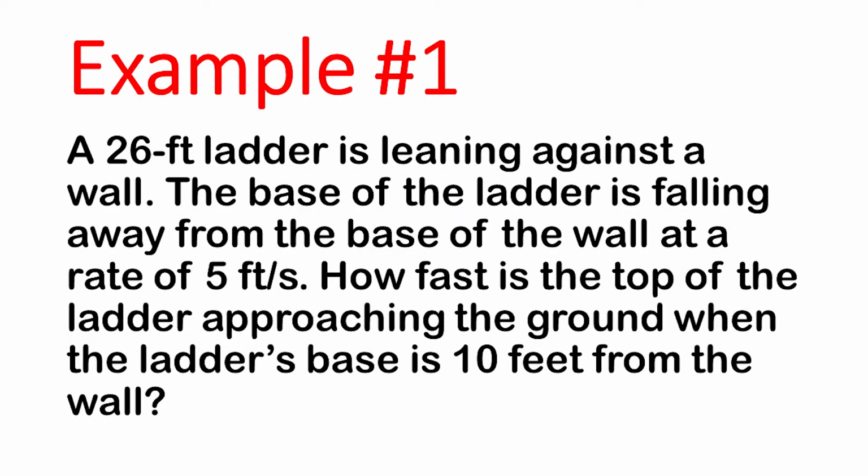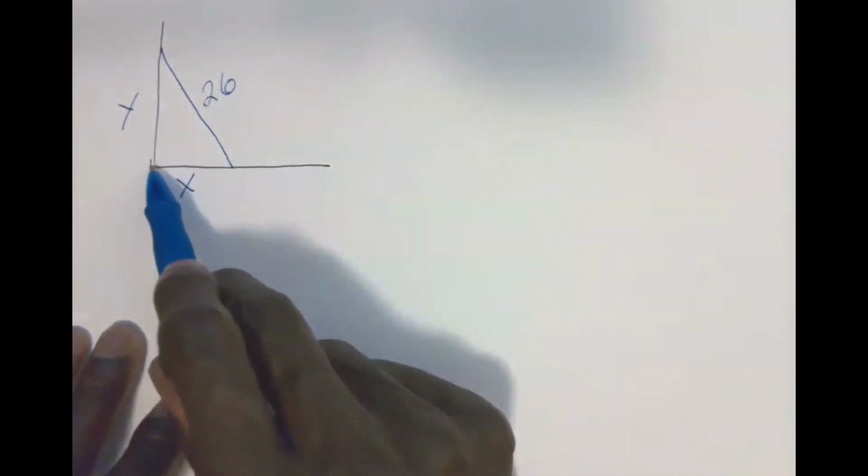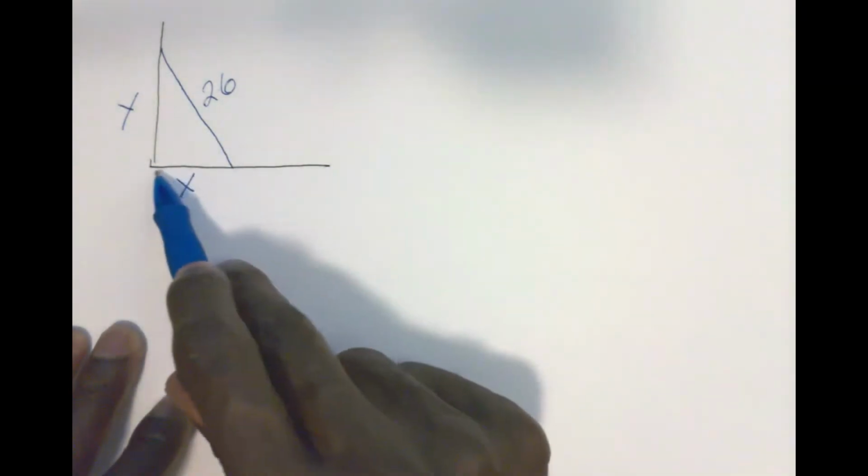Now it says the ladder is falling away from the base of the wall at a rate of 5 meters per second. So that's a rate. And on these related rate problems, you really want to take note of what's constant. What's a rate? Is a rate increasing or decreasing if it's not explained based on a scenario? So in this particular problem, of course, the ladder is a constant. No matter how it falls, the ladder is going to remain 26 feet. So it's a constant.